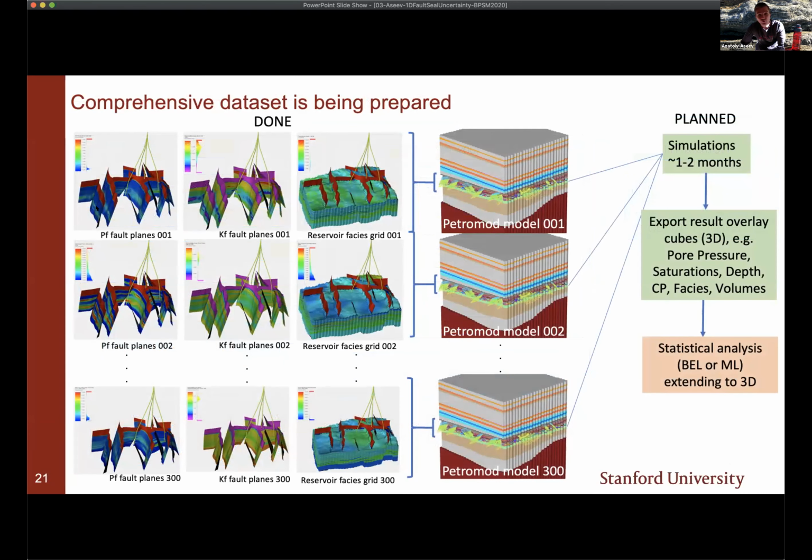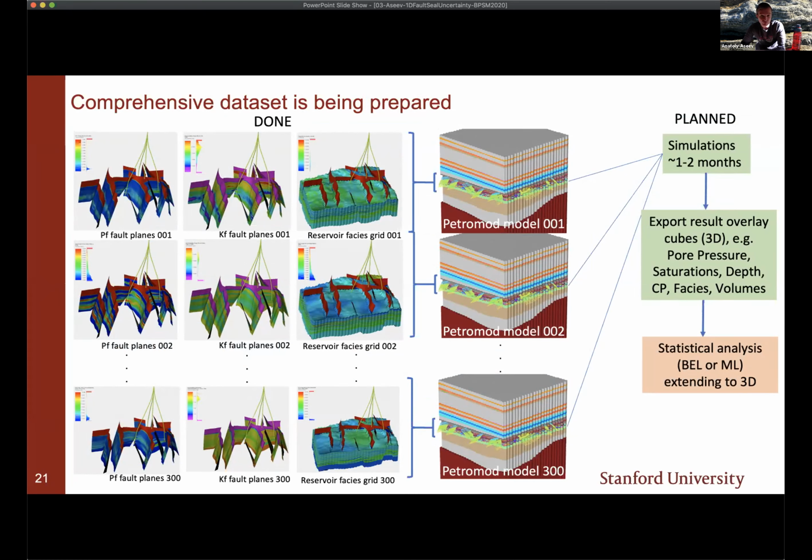So we have fault capillary pressures of the fault surfaces and permeability of the fault surfaces, and then we combine with the reservoir facies grid, and then we have 300 different PetroMod models with variability in the reservoir lithology and distributions of the shale, I would say, and the different fault properties. But overburden, underburden, and boundary conditions are the same.